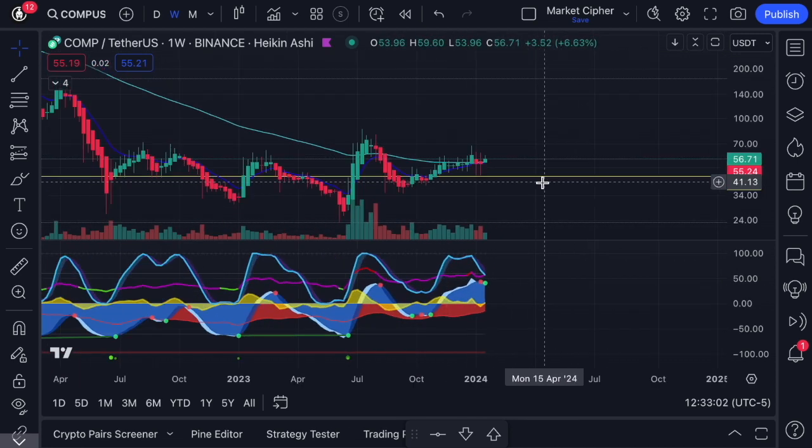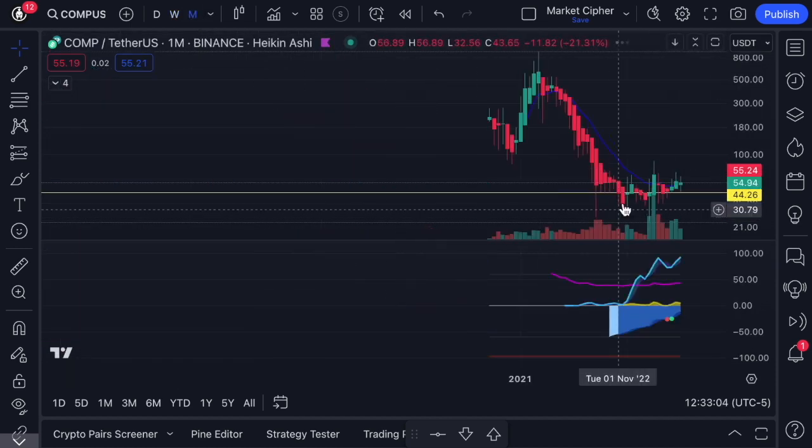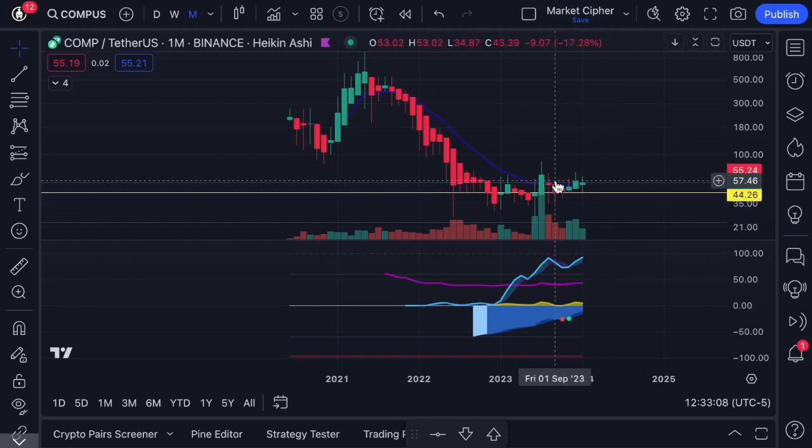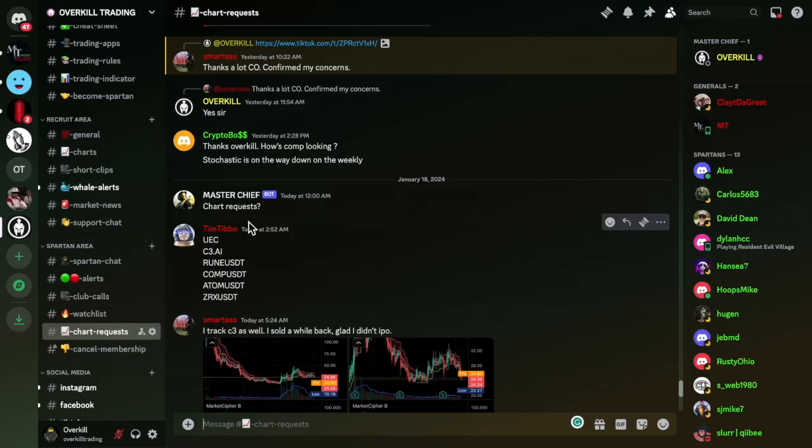So nice average price. I'm a holder of this name. And again, I've got it in the portfolio. I'll probably look to sell once we get back up here on the monthly on Market Cipher. Again, we're just consolidating. We're stuck in that stealth phase right there.